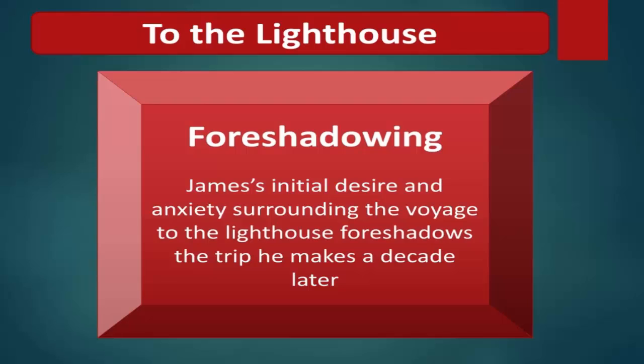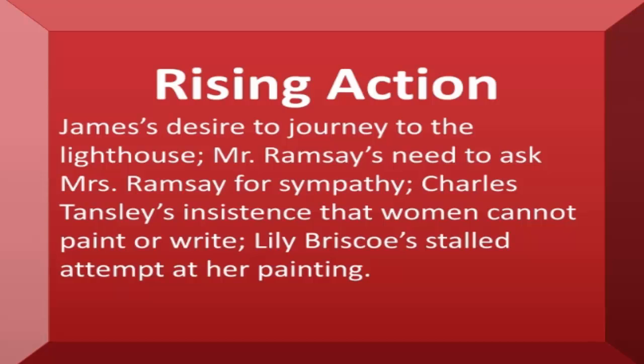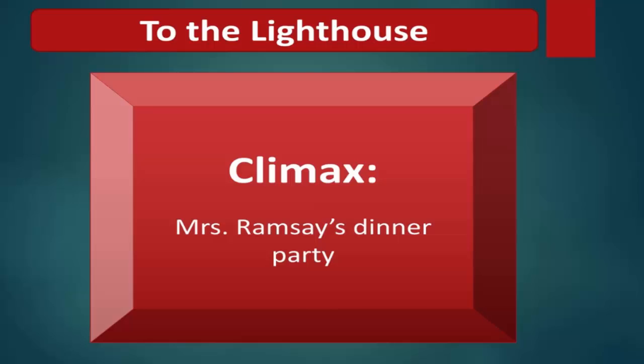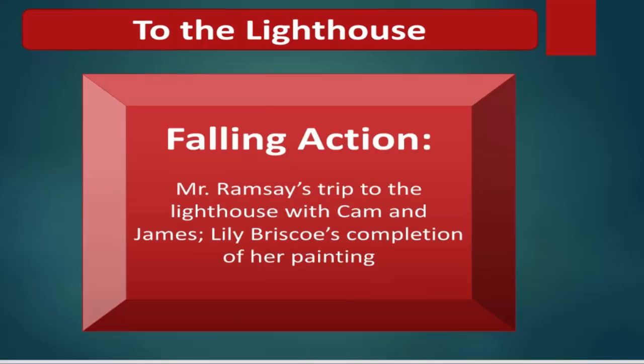Foreshadowing, James' initial desire and anxiety surrounding the voyage to the lighthouse foreshadows the trip he makes a decade later. Rising action, James' desire to journey to the lighthouse, Mr. Ramsay's need to ask Mrs. Ramsay for sympathy, Charles Tansley's insistence that women cannot paint or write, Lily Briscoe's stalled attempt at her painting. Climax, Mrs. Ramsay's dinner party. Following action, Mr. Ramsay's trip to the lighthouse with Cam and James, Lily Briscoe's completion of her painting.